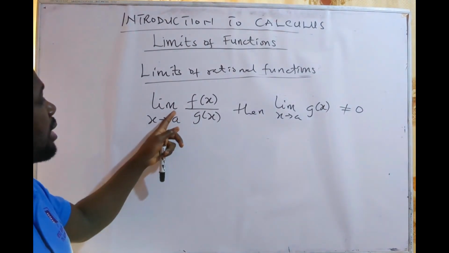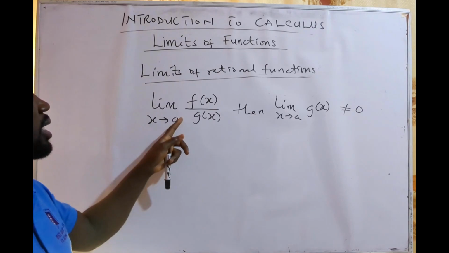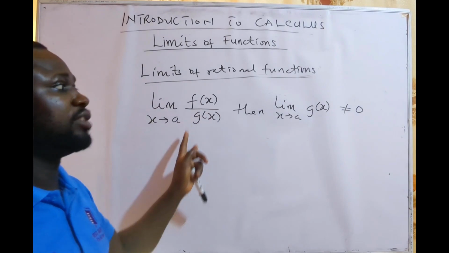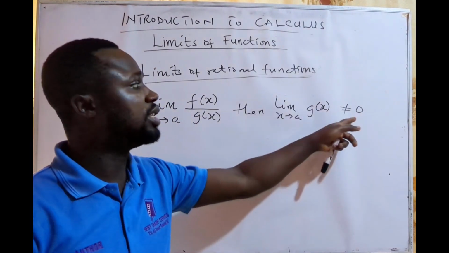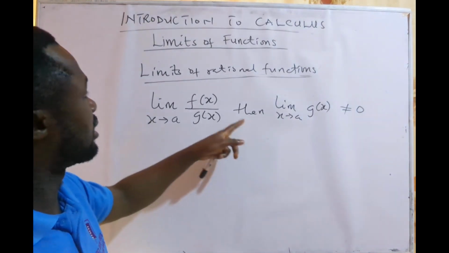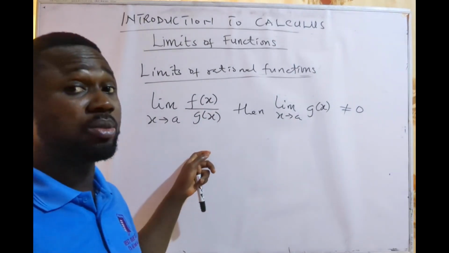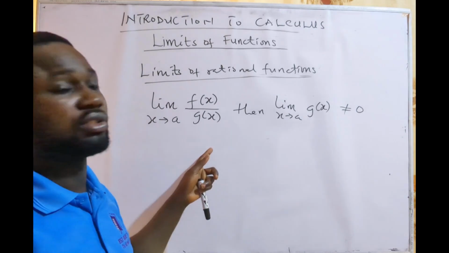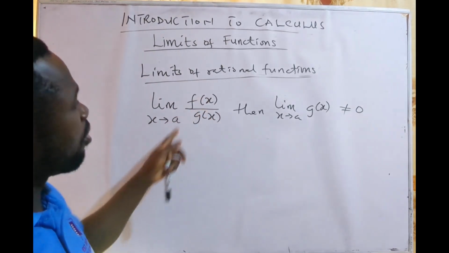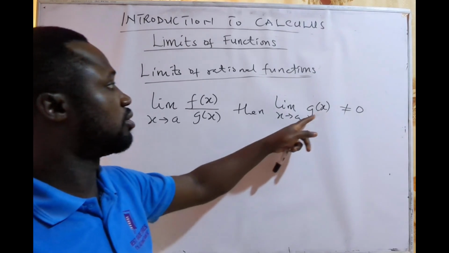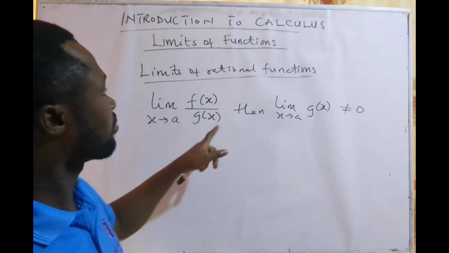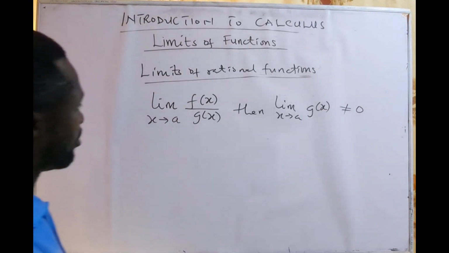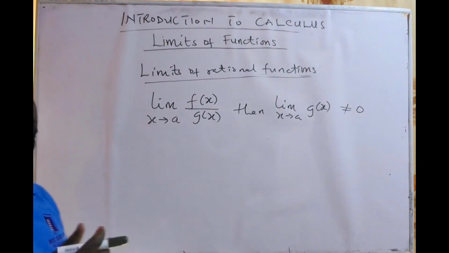So as x approaches a, when we substitute into the function g, the value at the denominator shouldn't give me 0, so that the entire denominator will not become 0. Because if the denominator becomes 0, it makes the limit of the entire rational function undefined. So the limit of g of x as x approaches a should not be equal to 0.